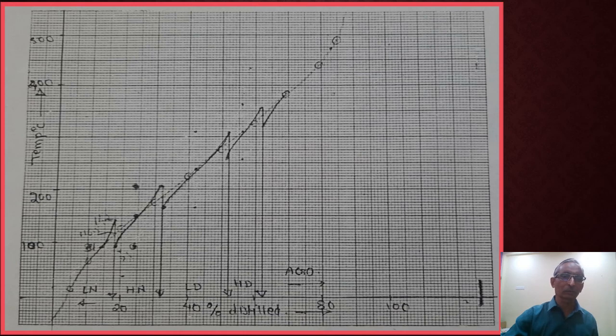Similarly you are going to locate the second cut point, heavy naphtha cut point. On the same cut point you are going to locate 0L and 0H, 100L and 0H. So that way for heavy naphtha you have found out, light distillate you have found out, heavy distillate you have found out, and what remains is atmospheric gas oil.